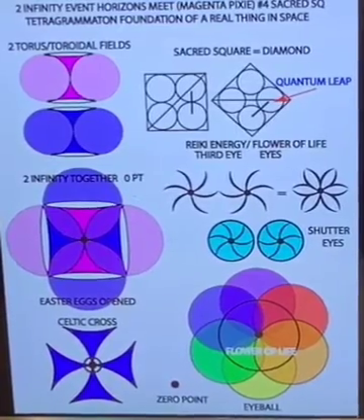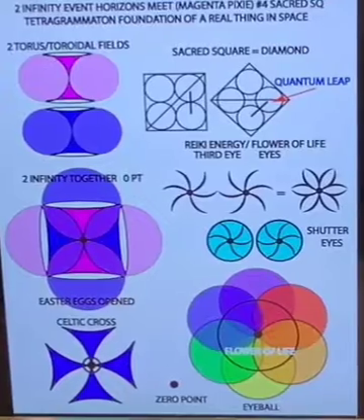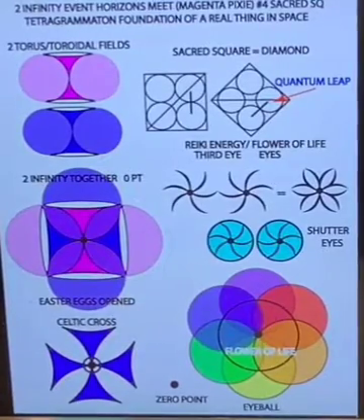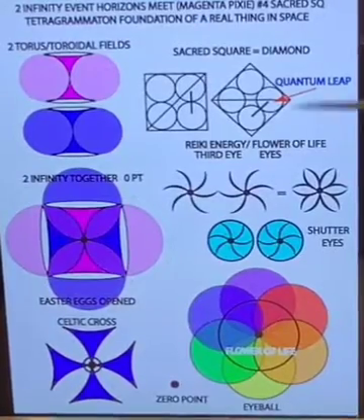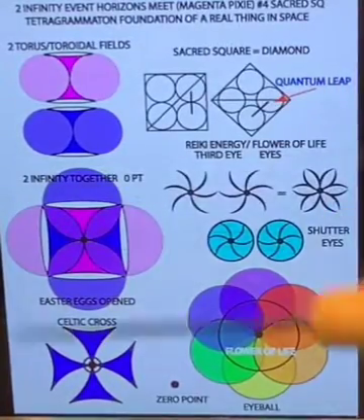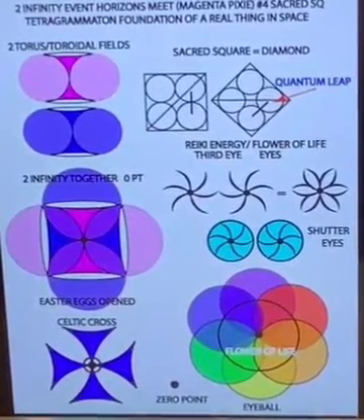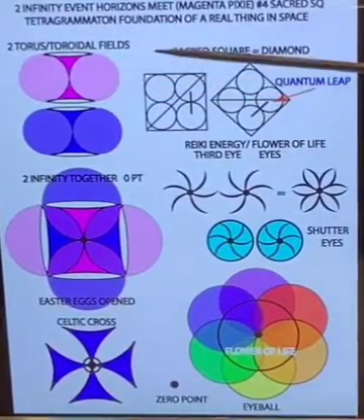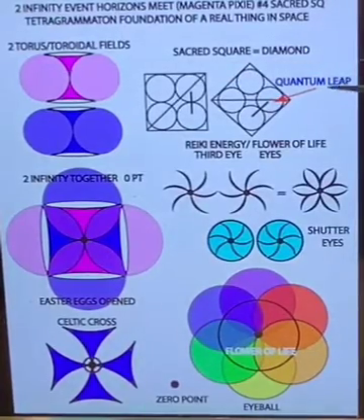And that's what she was talking about: you're not actually jumping to a different place, you're going to a different dimension. So it's about multiple fields or multiple universes coming together at the same zero point, even though they're in different fields, and then being able to time jump or quantum leap. Okay, so I call this the two toroidal fields, the sacred square equaling the diamond, and the quantum leap.